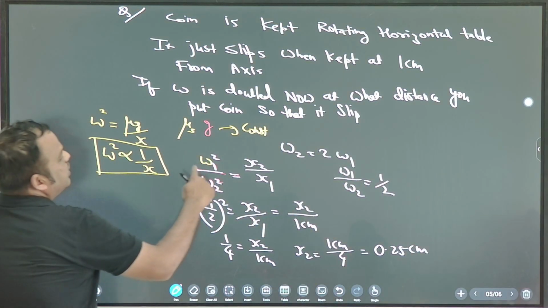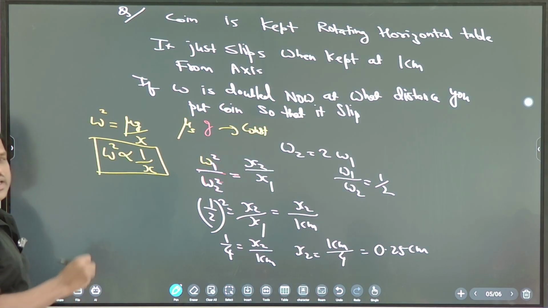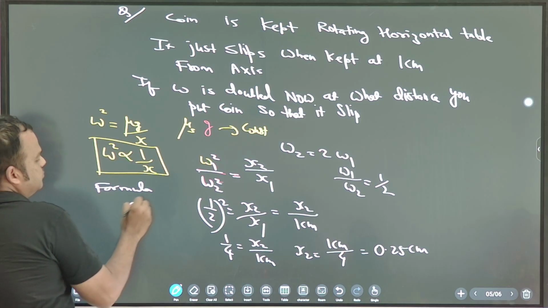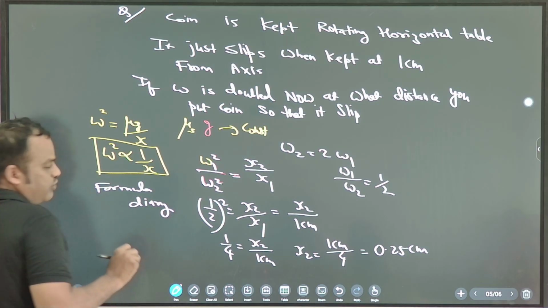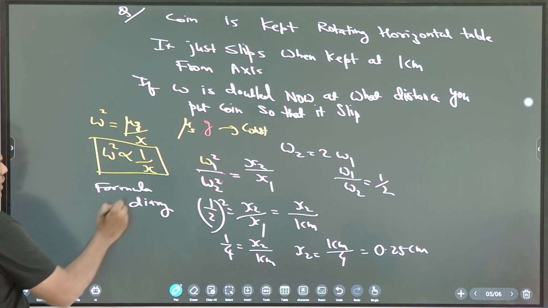So this omega 1, omega 2, clear? Are you getting or not? This formula you memorize. In your formula diary also you write down. So the formula diary is important. Are you maintaining a formula diary? How many? Raise your hand. Those who are maintaining. Okay, good. Formula diary is very important.